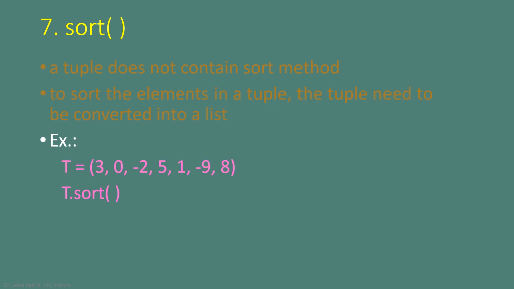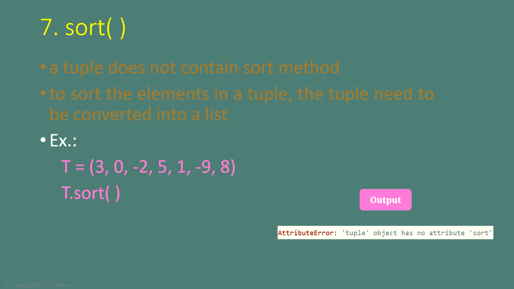For example, let us consider the same tuple T with the values 3, 0, -2, 5, 1, -9, 8. And if we try to sort it with the help of the sort method, then we will have an error called attribute error. It mentions tuple object has no attribute sort.